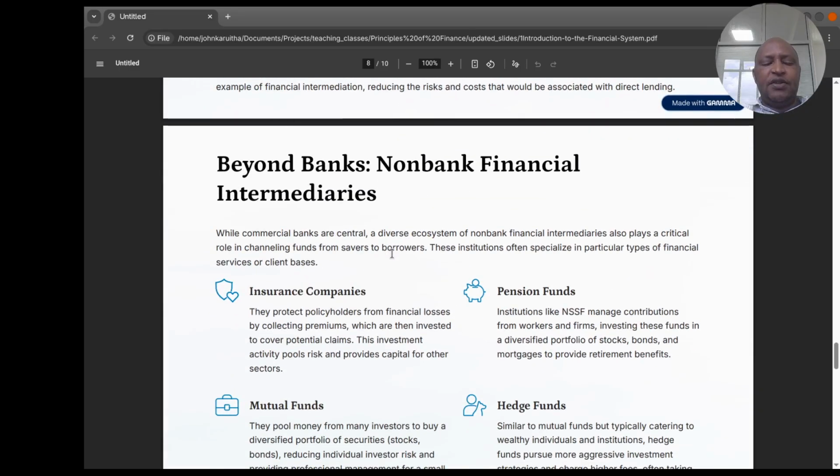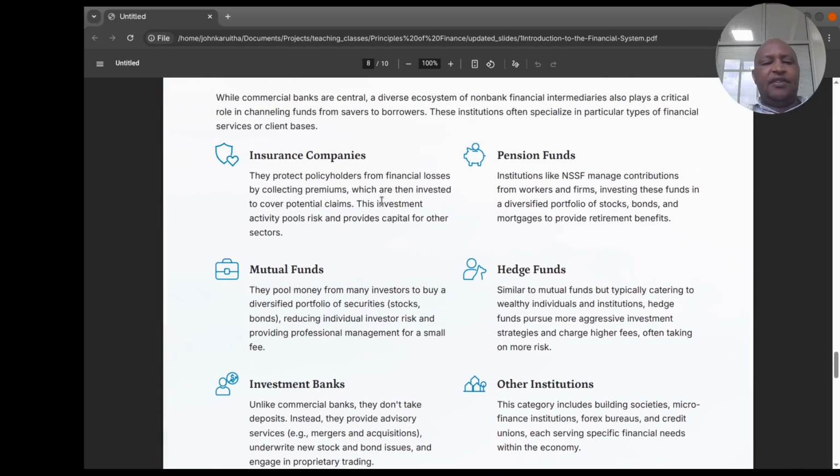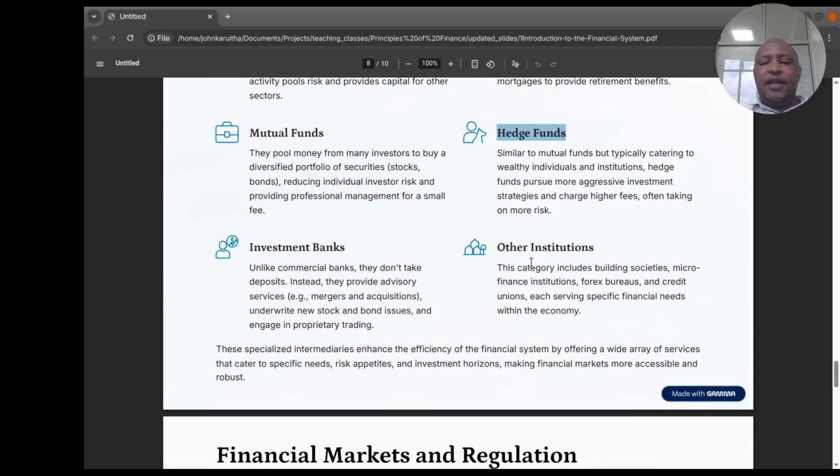Beyond commercial banks, we have other types of financial intermediaries. We have just said that commercial banks are the most prominent financial intermediaries. However, there are many others. I have already mentioned them. Insurance companies, pension funds, mutual funds. These are basically investment companies, hedge funds, investment banks, and other institutions like forex bureaus, building societies, SACCOs, and so on and so on.